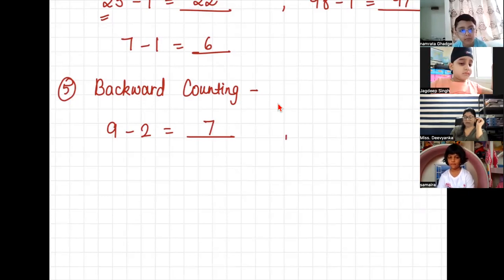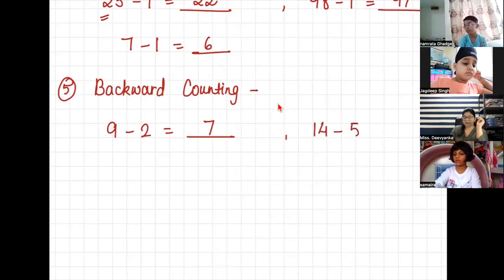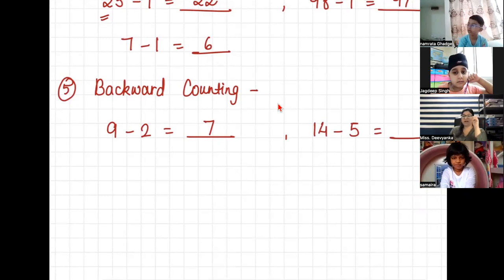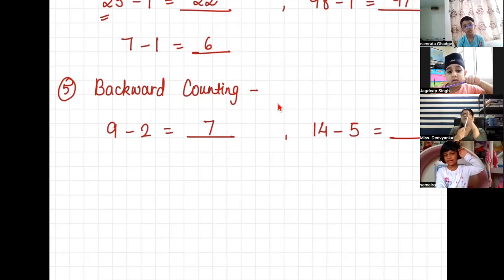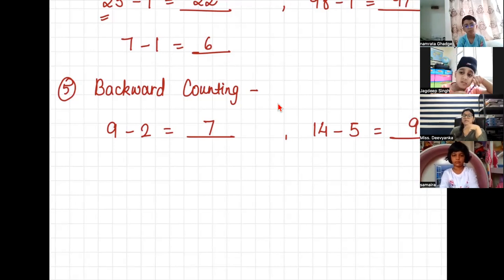Let's say another one is 14 minus 5. So what will you do here? Keep 14 in your mind and take 5 on fingers and start counting backwards. So 13, 12. Come on, count with me. 13, 12, 11, 10, 9. So the answer is 9. Okay, this is another method of backward counting.